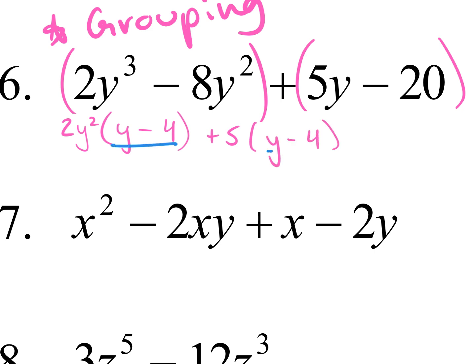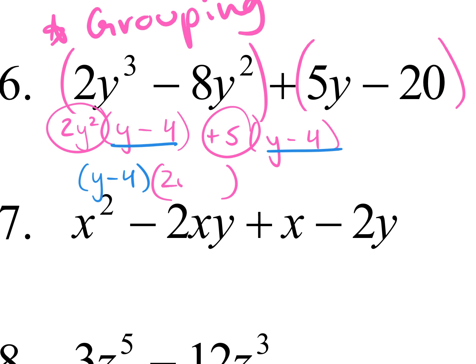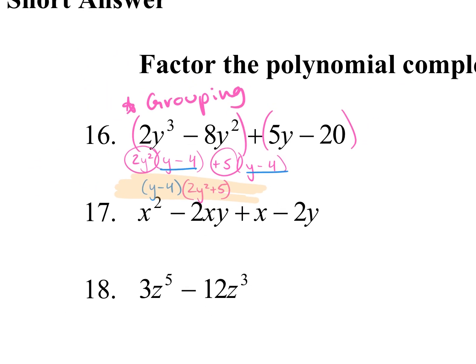So we group the two insides together. Y minus 4 would be one of our factors. And then the other one, the two outsides go together. So 2y squared plus 5. That would be our answer. So when you have four terms, you factor by grouping.